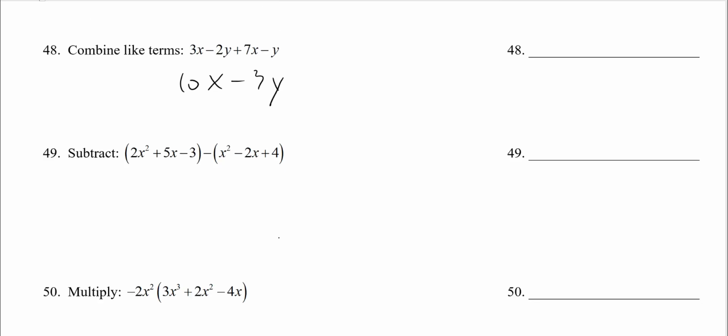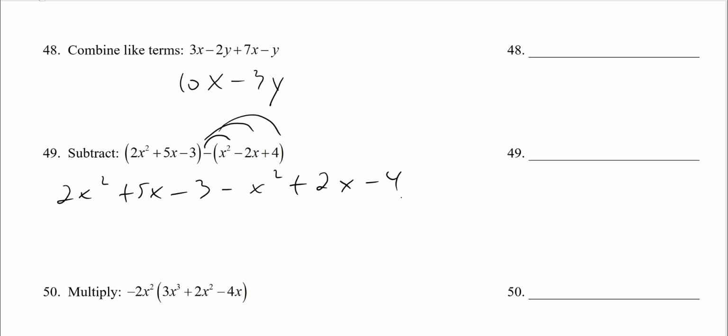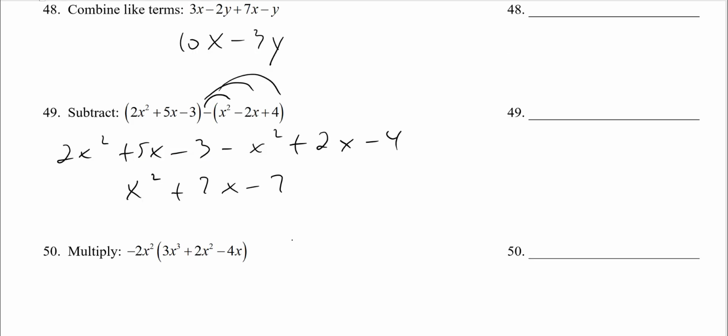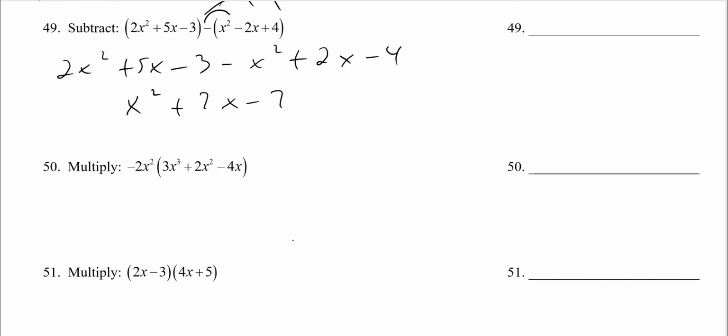Subtract, again, really pretty easy. Make sure you distribute that negative first with all 3 terms. So you get 2x squared plus 5x minus 3 minus x squared plus 2x minus 4. And then you combine like terms. So x squared, 2x squared minus 1x squared is x squared. 5x plus 2x is 7x. And negative 3 minus 4 is negative 7. That's your answer. Okay, the next one is distributing.